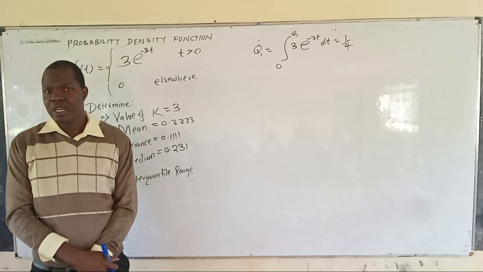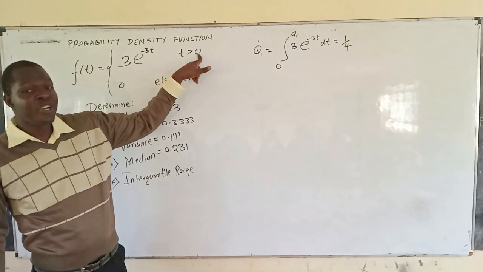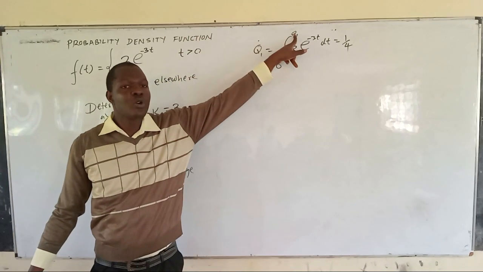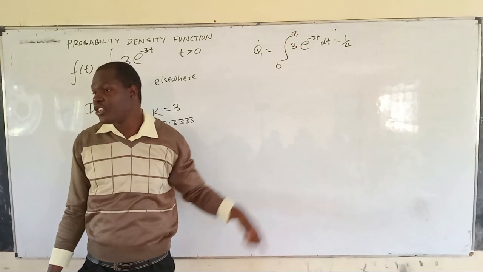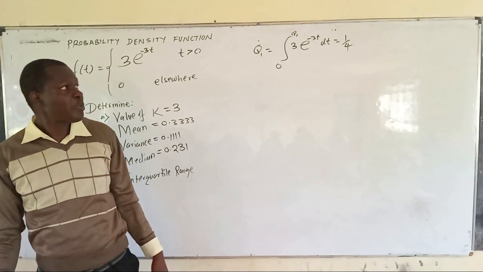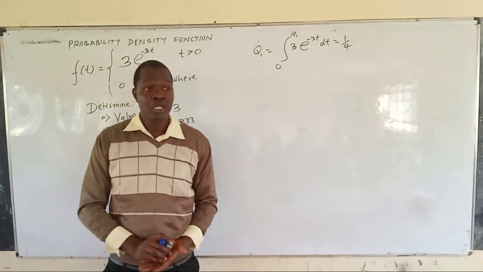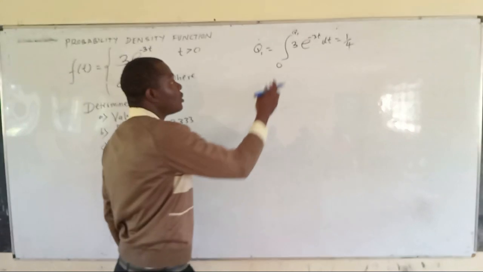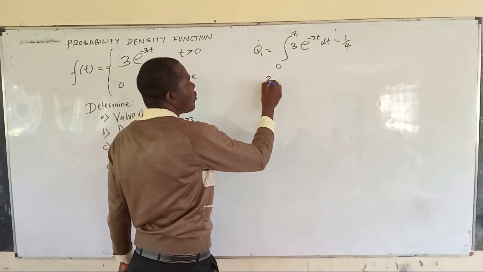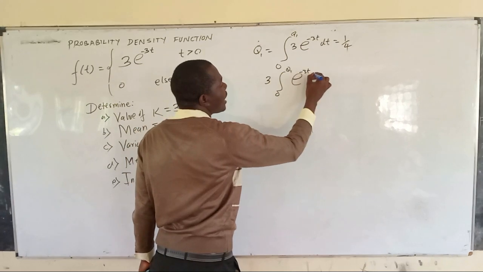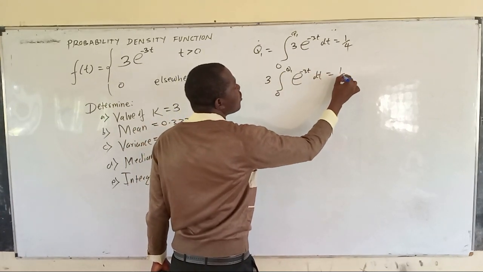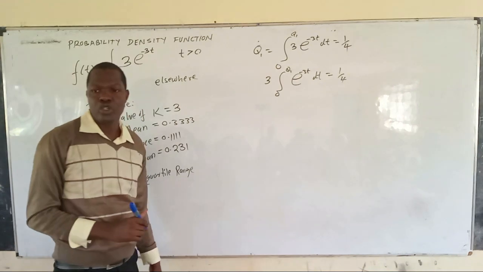You are integrating from the lower limit, which is 0, up to the lower quartile value of f of t. And your f of t is 3 exponential negative 3t with respect to t, and you're supposed to get a quarter. So take the constant outside. We have 3, then from 0 to the lower quartile of exponential negative 3t dt is equal to a quarter. So if you integrate that, what do you get?